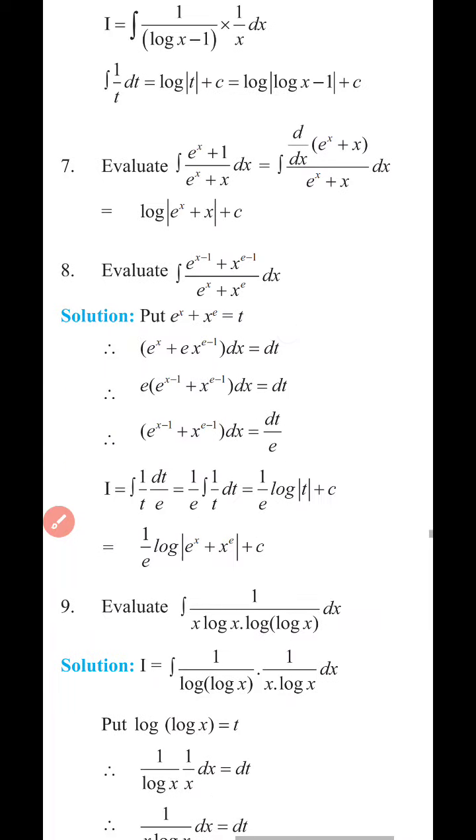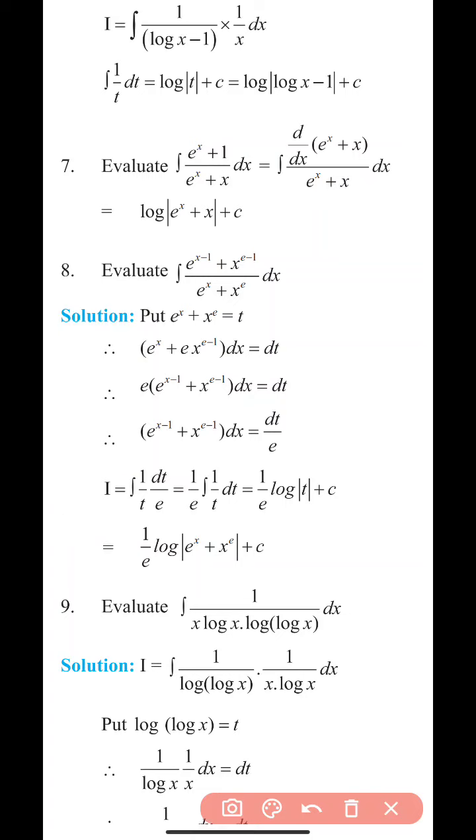Let's go for the next one. Now, as I've said, you have to look for the numerator. So the numerator contains e raised to x plus 1. So search, is there any function in the denominator which has its derivative in the numerator? So you can easily see that e raised to x has the derivative e raised to x only, and plus x has the derivative 1.